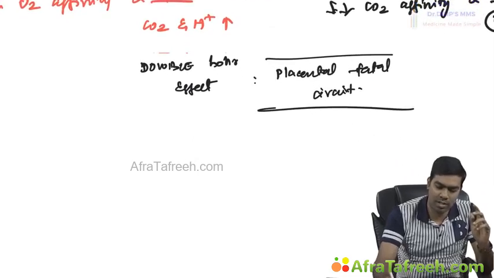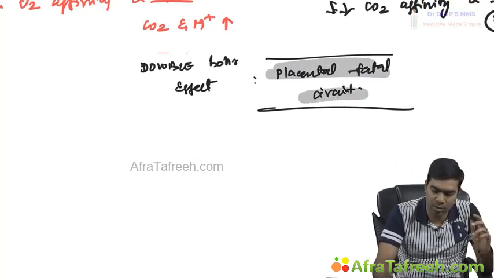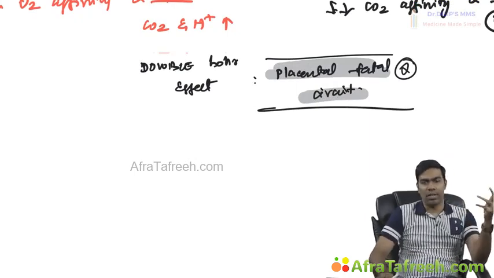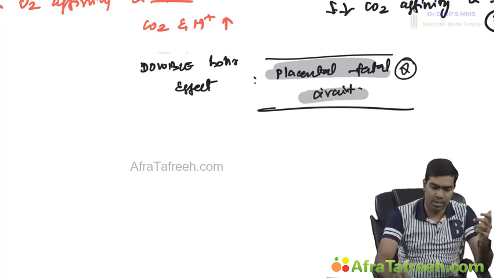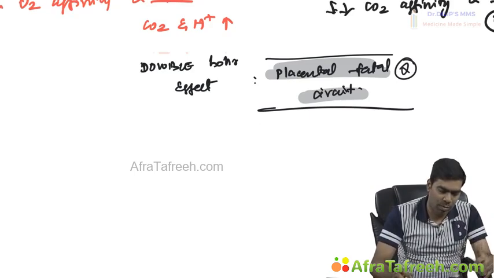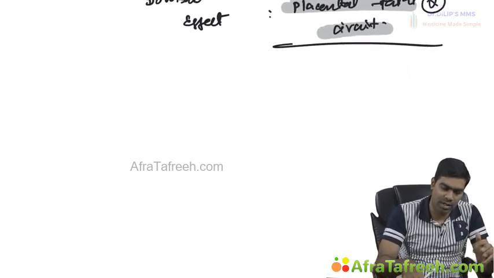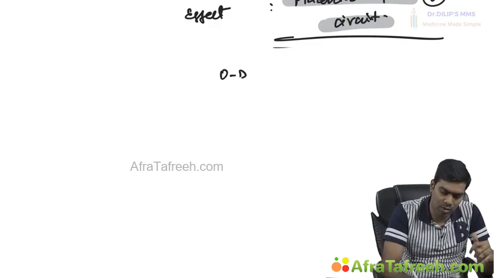So if they ask you where you see this double Bohr effect, which is a very important MCQ, you are going to see it in the placental and fetal unit, or the fetoplacental unit. So in that area is where you see the double Bohr effect. After knowing the double Bohr effect, the next final thing is to understand the oxygen hemoglobin dissociation curve.